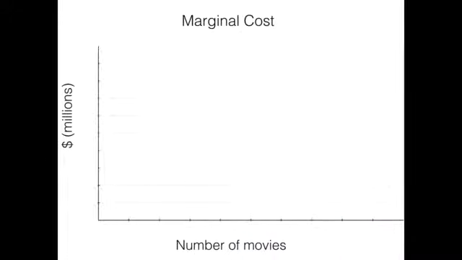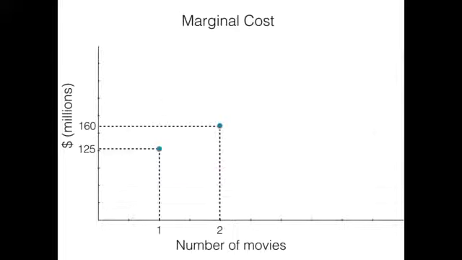Well, now we have to take a look at marginal cost. So we're looking at the number of movies and what the costs associated with those movies are. So you could see that the first movie was produced at a cost of $125 million. And because the movie did so well, they decided to produce a second movie, but the cost will generally be higher for that particular activity.